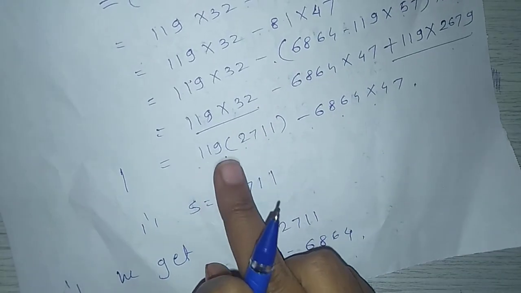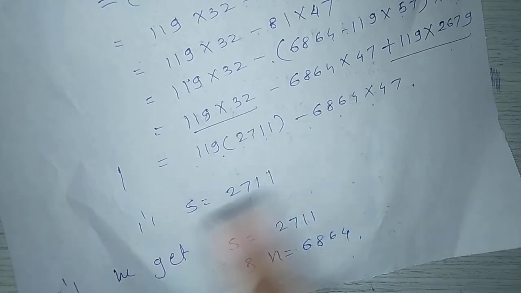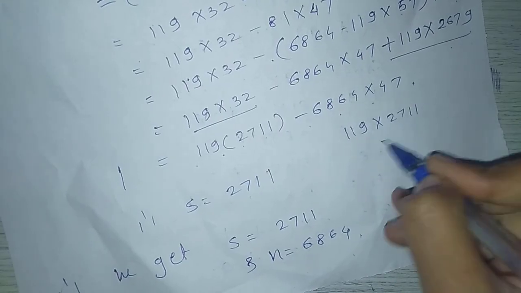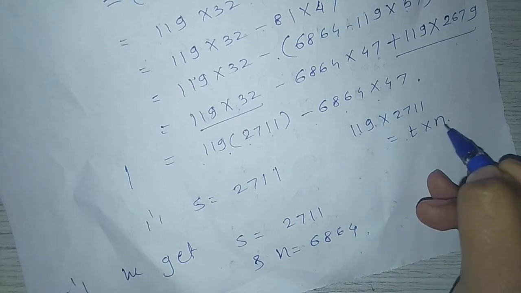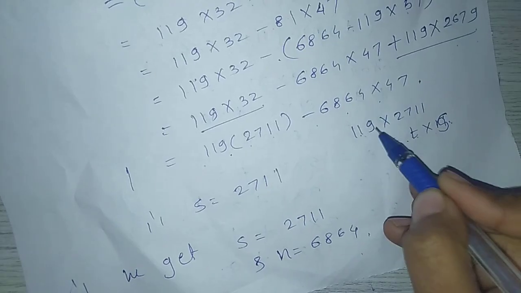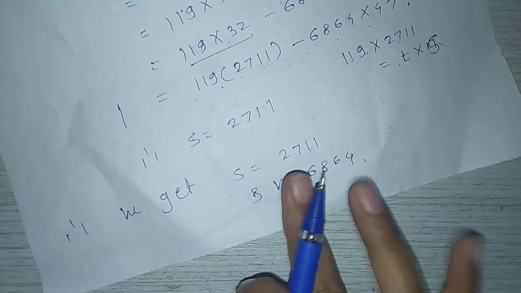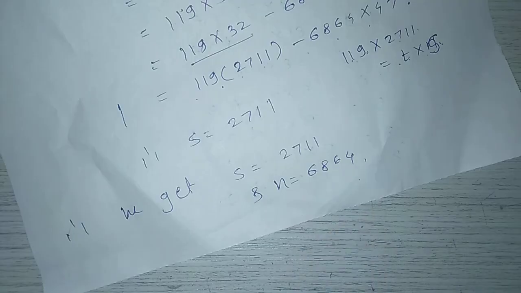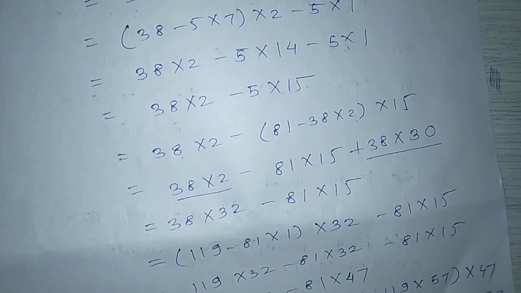Here t equal to 119, and t into something is nothing but t into S. Comparing 119 into 2711, t equal to 119, so S equal to 2711. Therefore, we get S equal to 2711 and N equal to 6864. Here we stop. Also, here chapter number 4 is completed.